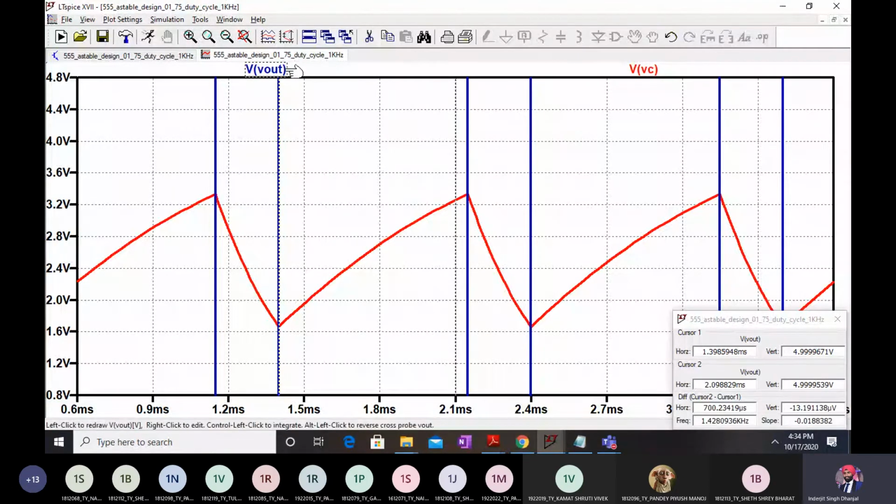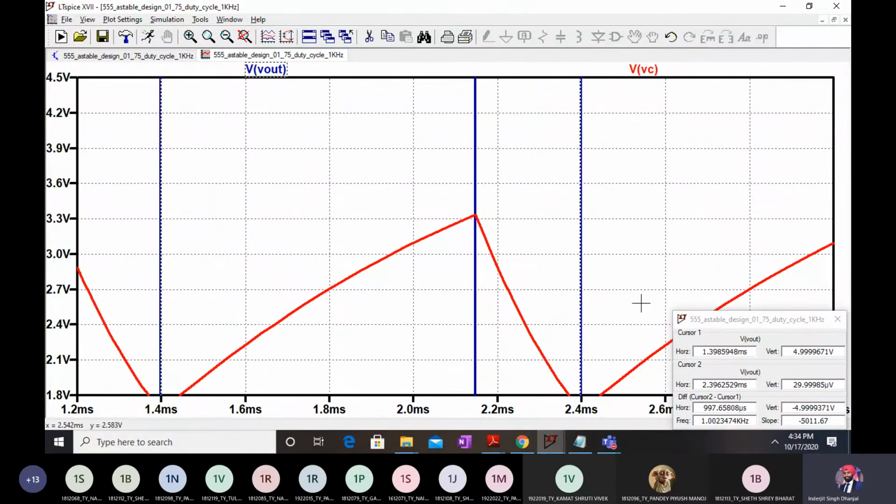So I am checking the second this thing and placing it over here. Okay, over here I will adjust it properly. So I'm measuring basically one time period, right? So how much is this? Can anyone check? It's around 1.0023 kilohertz. So 1 kilohertz, it's fine.